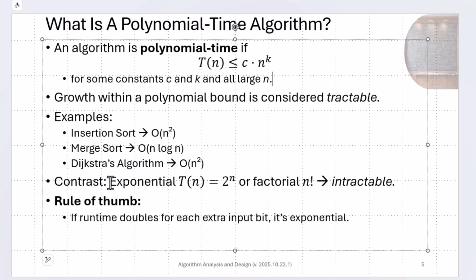In contrast, an exponential T(n) equals 2 to the n, or factorial, is called intractable. So no polynomial time algorithm exists, at least that we know of. A rule of thumb is that if the runtime doubles for each extra input bit, it's exponential. It's like the opposite of a logarithmic algorithm. With a logarithmic algorithm, like binary search, you can double the data set size, and it only takes one more basic operation. But with exponential, adding one more piece of data to the data set causes it to double the number of operations.